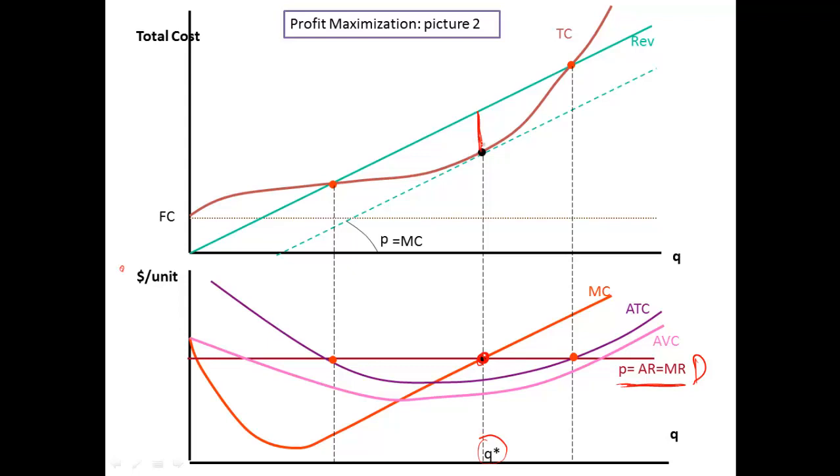Now how about profit? Can we see profit in this picture? Well, again, it was a vertical distance up here. That was pi. Down below, though, it won't be a vertical distance. Instead, it's going to be an area. Now how do we get that? Well, at this unit of output, Q star, the price is P. The average cost is right here. So this vertical distance here, P minus AC, is the average profit per unit. And if we multiply that by the number of units sold, we get the profit.